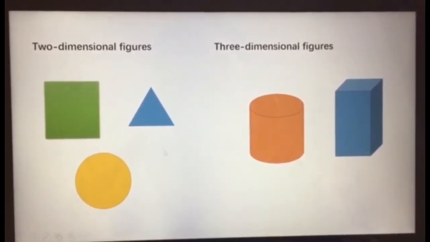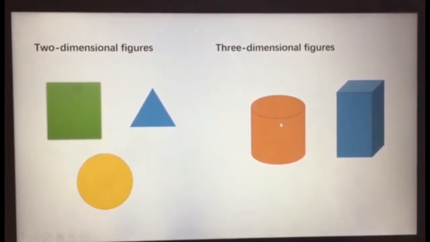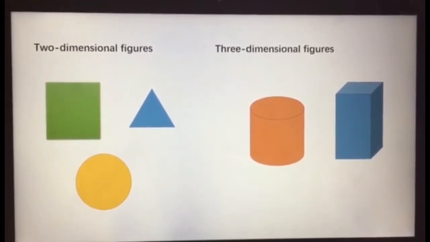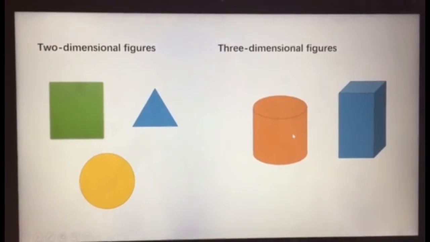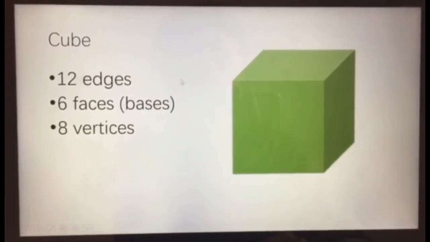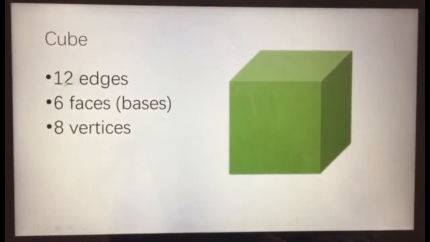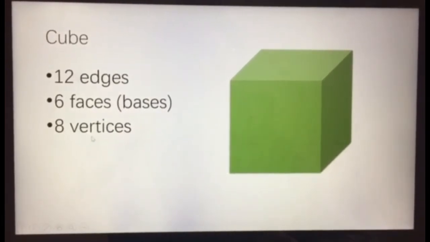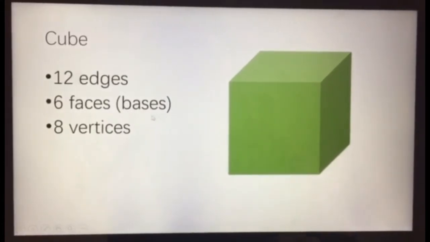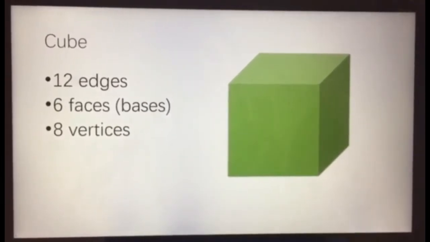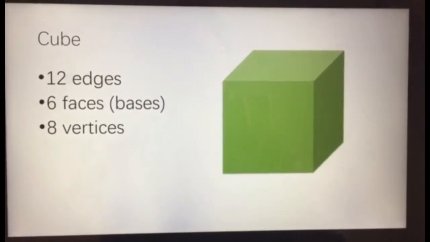But three-dimensional figures are solids. You look around your house, most things you see in your house are solids. They are three-dimensional figures. Remember we talked about cubes? Cubes are solid with 12 edges, 6 bases, 8 vertices. Bases are also called faces. These two words are sometimes used interchangeably. We're going to talk more about that later. So this is a cube.